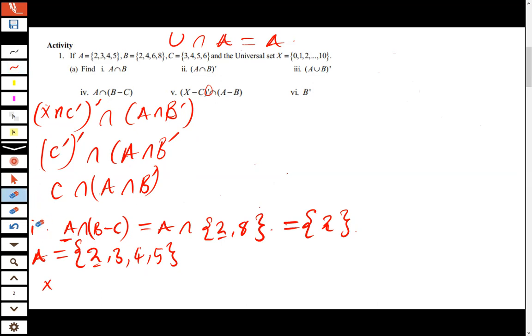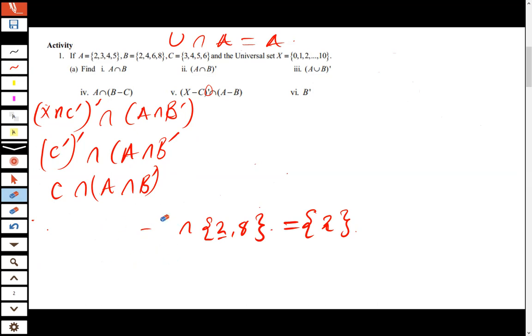Let us now find the other part which is remaining, which is just C. C we already have. Then let us now just find A intersection B complement. So our A is simply just there. And then let us find B complement. If you find B complement, it means that we've also found the last part here, which is just B complement.